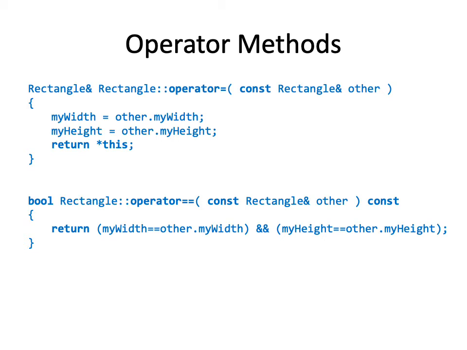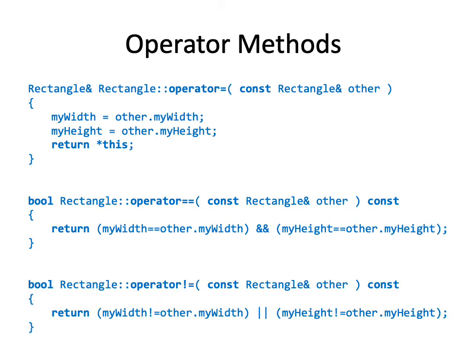So then it will look at my width of rectangle A. Does that equal other's width, rectangle B's width? And if it does, and my height equals other's height. So it's basically saying, are the widths equal? Are the heights equal? And if they're both equal, then return true. And if either one of them is false or both of them are false, then return false.